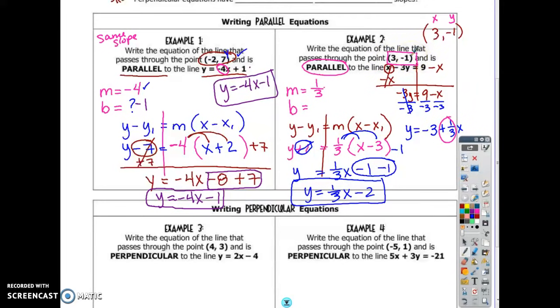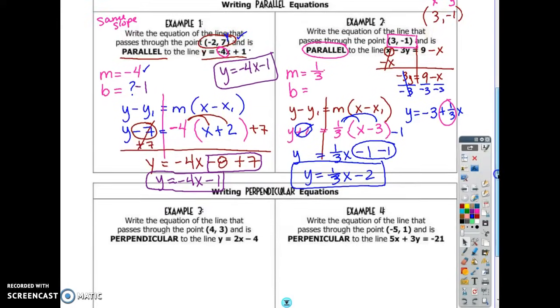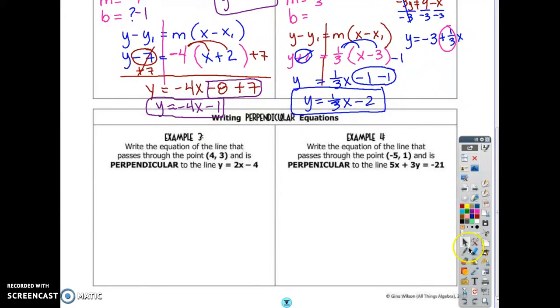All right, now the perpendicular one. So if I go down on example 3, this one is ready. This equation is ready. This equation is not ready. So you guys would have to solve for y on this one. Okay? But this one, they already told you that the slope is what? 2. The slope right here is 2. I need it to be perpendicular.